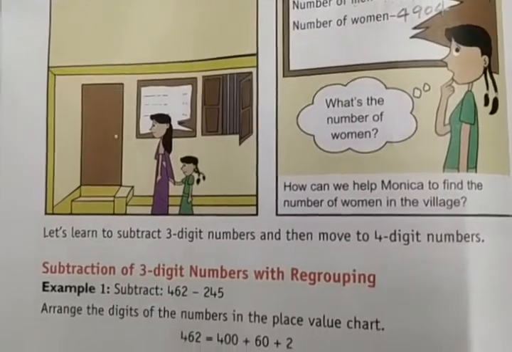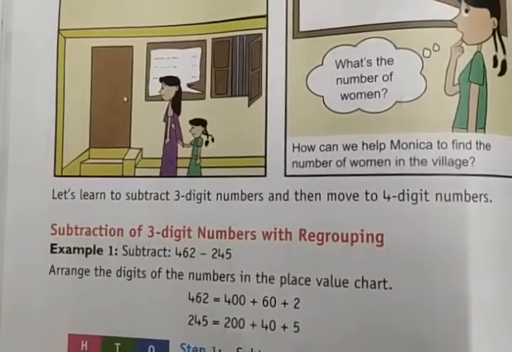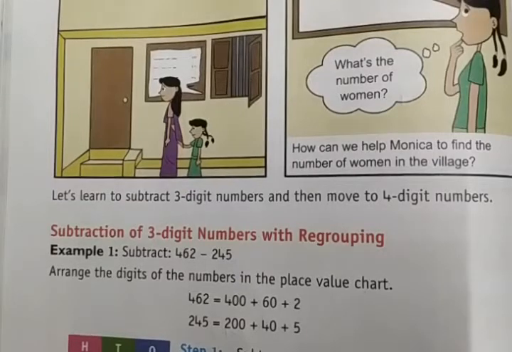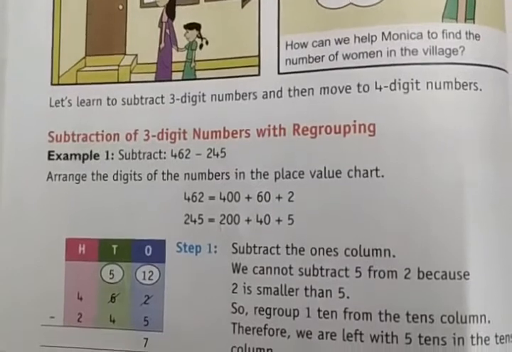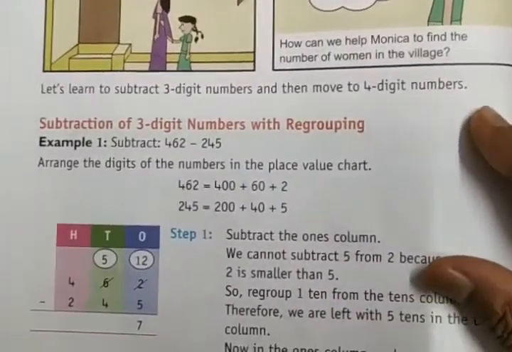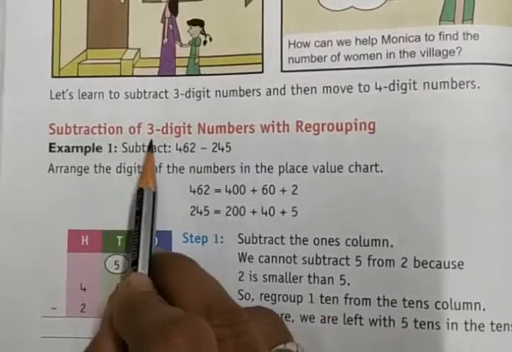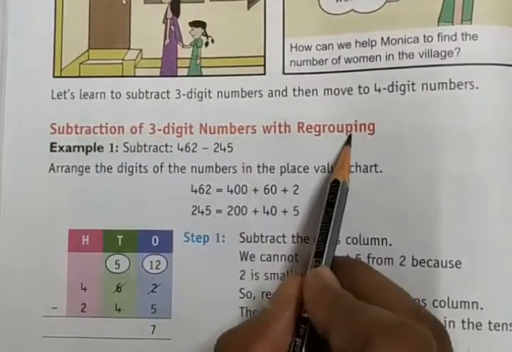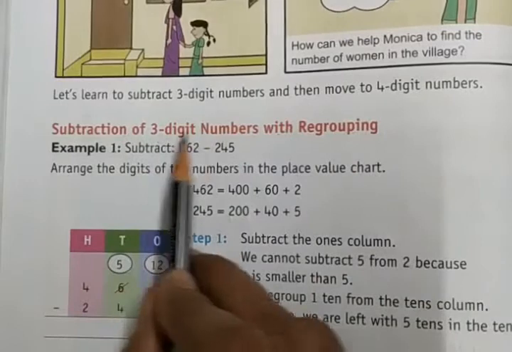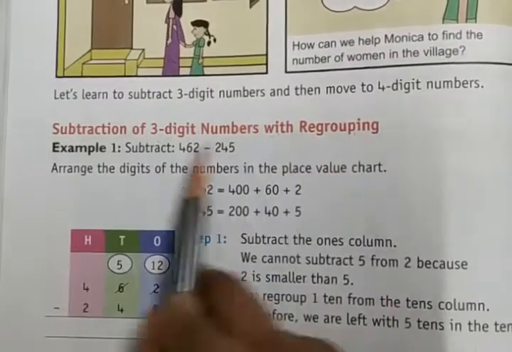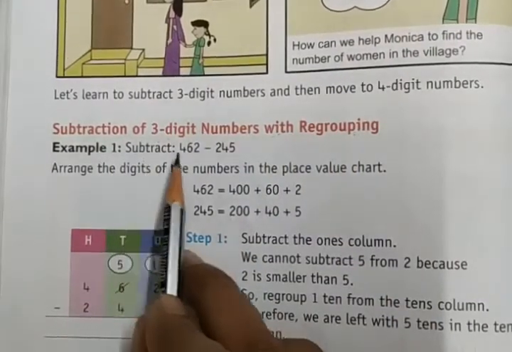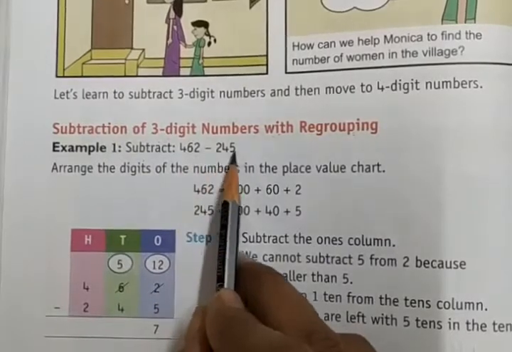Okay, clear. Let's learn 3-digit numbers and then move on to 4-digit numbers, right? So here you can see subtraction of 3-digit numbers with regrouping. Example: subtract 462 minus 245.